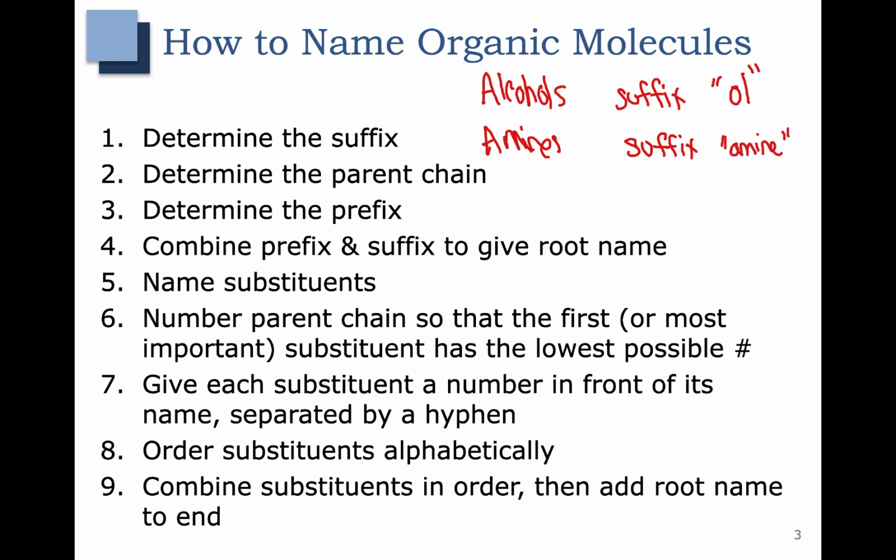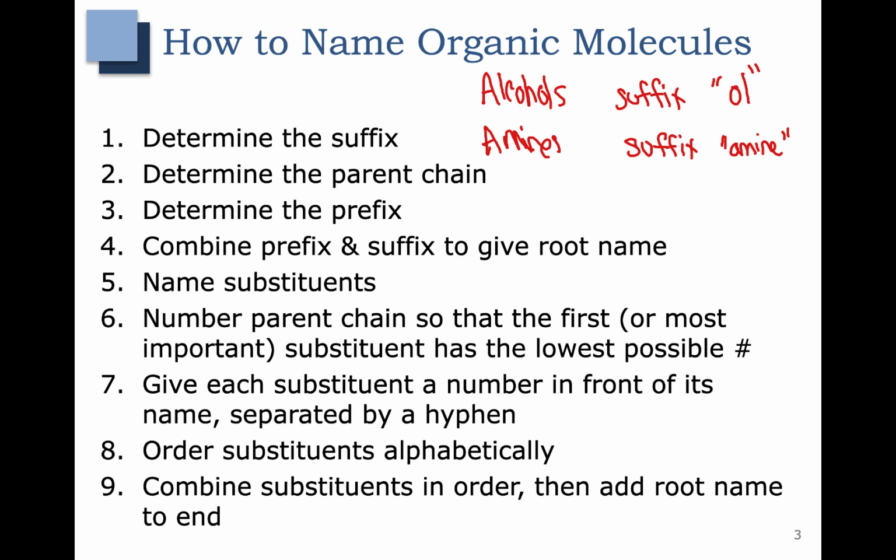Remember that our parent chain is going to have to contain our alcohol or our amine. The prefix is determined by the number of carbons in that parent chain, and then we combine those to give the root name. Then you'll go through and name the substituents just as we did before in previous nomenclature chapters. You are going to number the parent chain so that in this case the alcohol or amine has the lowest possible number, and then you'll give each substituent a number in front of its name separated by a hyphen, just as we've done before, order the substituents alphabetically, and then combine everything and add the root name to the end.